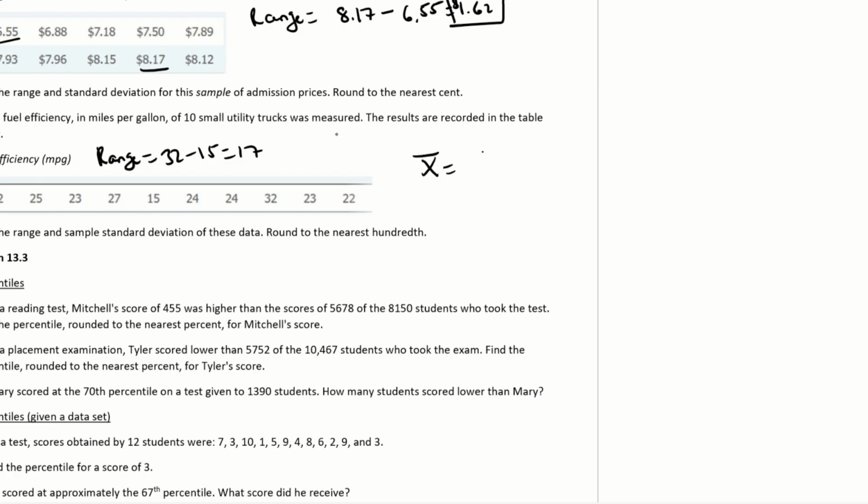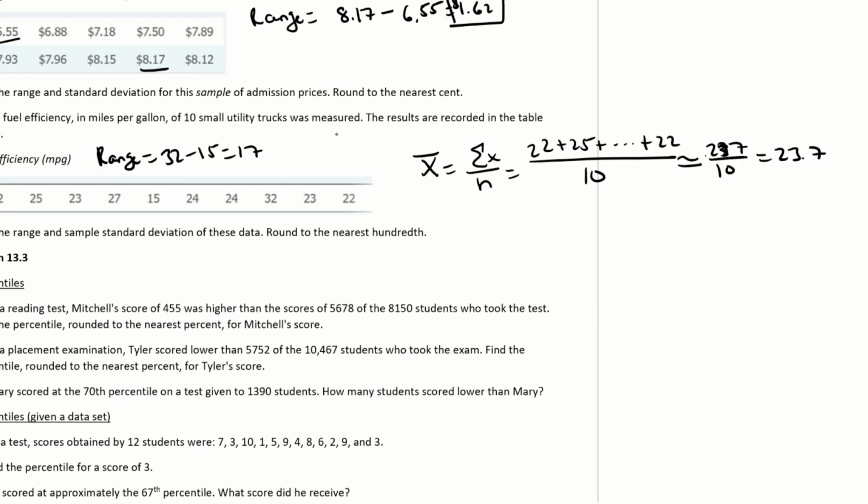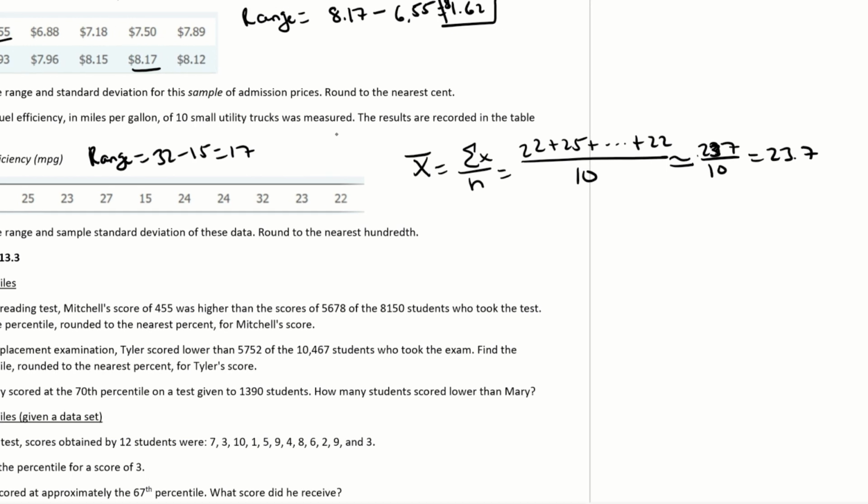All right, and then we're going to go ahead and set these numbers up. We need to find the average. So we're going to add these up and divide by how many we have. So 22 plus 25 all the way to 22, divided by, we have 10 numbers. So that gives us 237 divided by 10, which is 23.7. So there you go. So now we need to set up our chart like we did. We got 22, 25, so on and so forth.